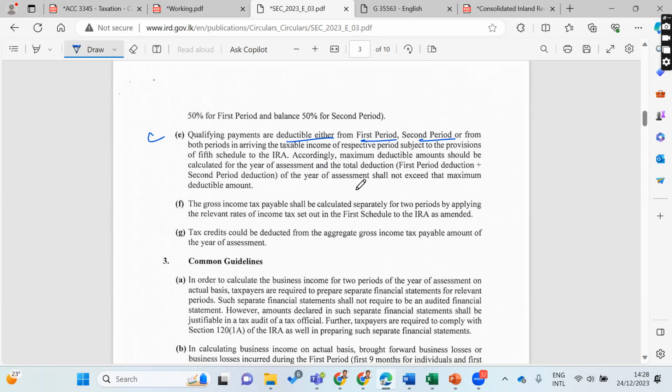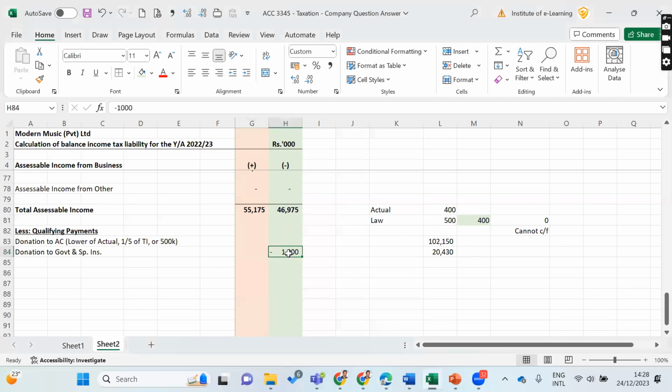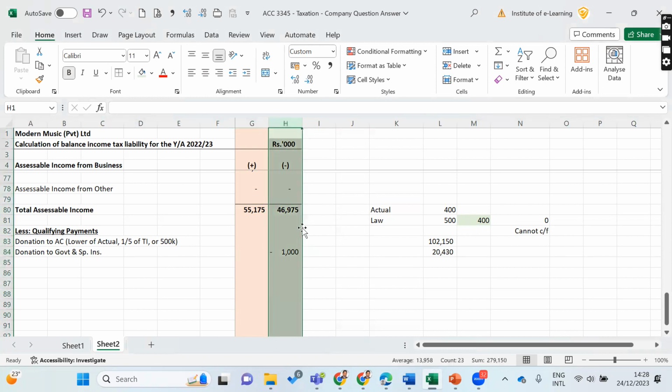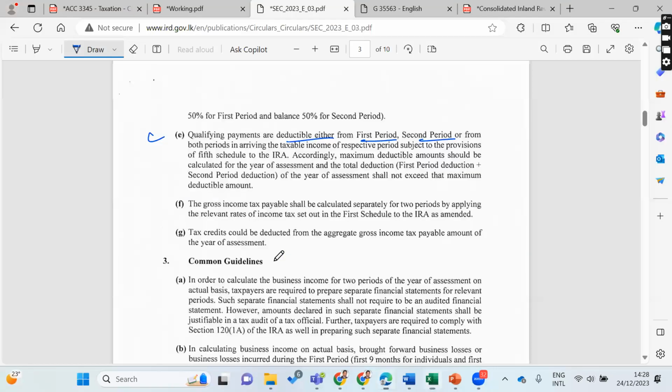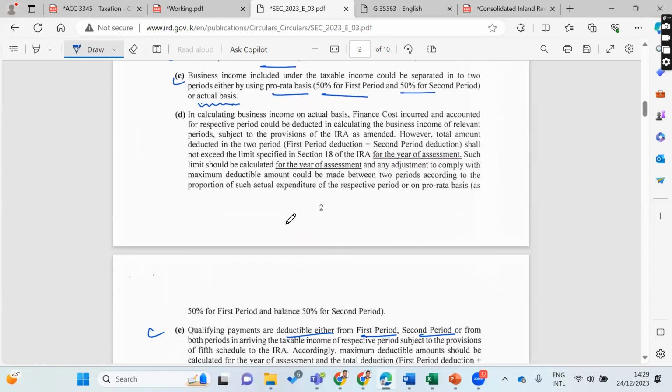You can get the maximum benefit. I took it in the second period because the second period tax rate is higher. Because the tax is higher in this period, I took it in this period, right? You can take it in this period if you want, because the period taxed at 30% is the second period, so deducting there is advantageous. Clear? That's up to you. Or if you want, you can take 50-50, make it 500 and 500, right? Here it's provided in this circular.